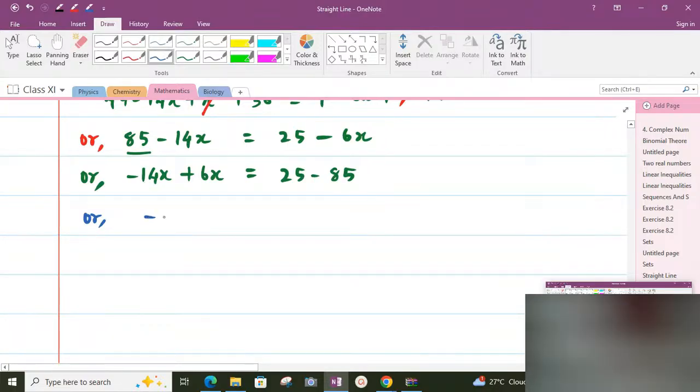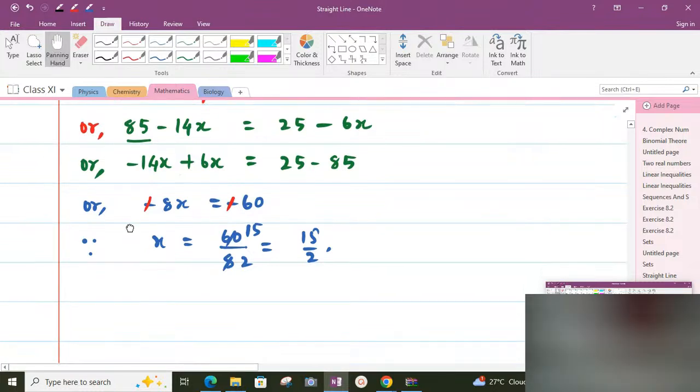So the next step will be 14x minus 6x equal to minus 8x equal to 60. Therefore we cancel out, it will be minus 60. We cancel out minus minus. When 8 moves to the right hand side, we get x equal to 60 by 8. This one is cancelled out by 15 and we get 15 and here we get 2. So here will be 15 by 2.